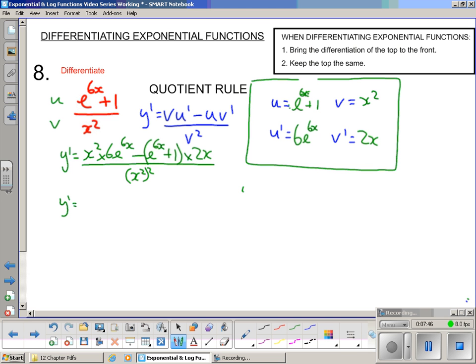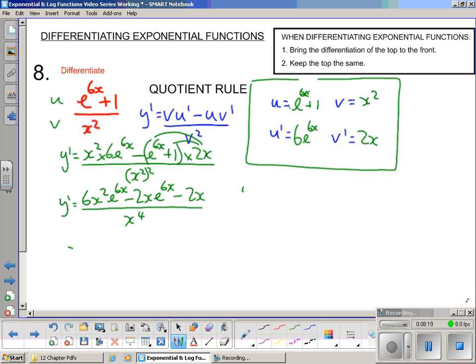And we'll neaten things up a little bit here. When the x and the 6x get slightly rearranged, we can write it a bit more traditionally here: 6x squared e to the 6x, minus, we'll expand through these brackets, minus 2x e to the 6x, minus 2x, over x to the 4.